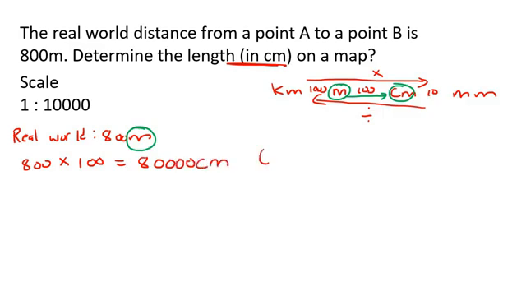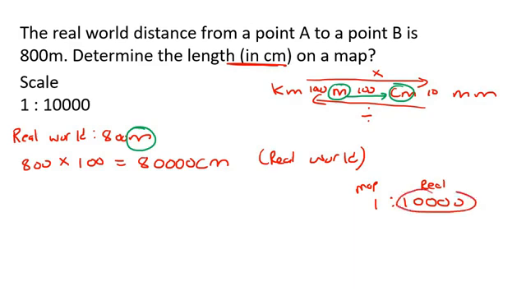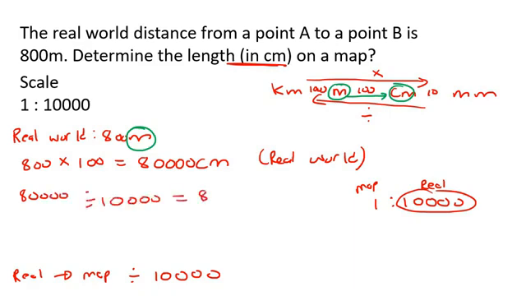Now, that is still the real world. We've just converted from meters to centimeters. They told us that the scale is 1 to 10,000. So this is the map and this is the real world. To go from the real world, how do you change 10,000 to a 1? You would divide by 10,000. So to go from the real world to the map, you divide by 10,000. We take this 80,000 and divide it by 10,000, and that'll give us 8, and that will be in centimeters.